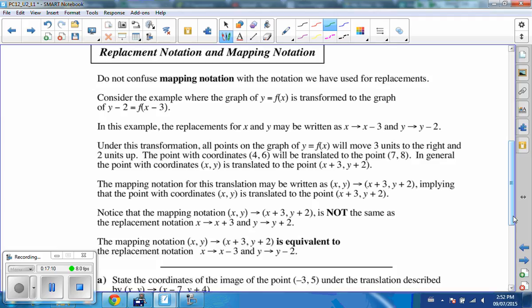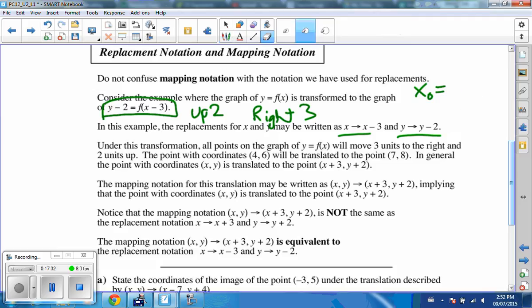So here's this example. This would be up 2 and right 3. Replacement notation is when I give you the old value in terms of the new value. So x old is the thing that's isolated, minus h, for example. Or y old equals y new minus k.